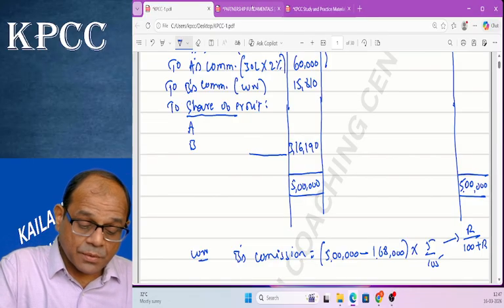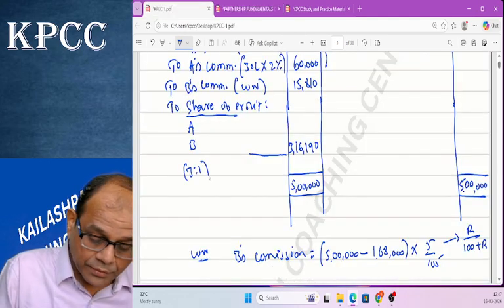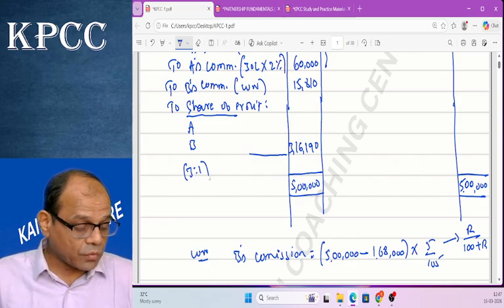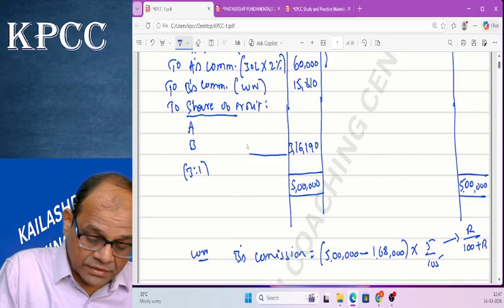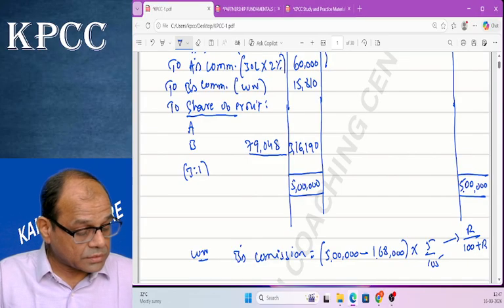Now what is the profit sharing ratio? He has given 3:1. So divide by 4, 79,004.83.